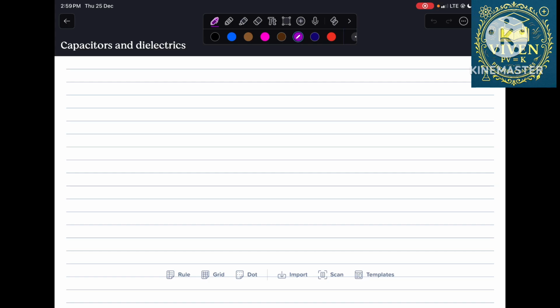So today we are going to learn about an important topic for both JEE as well as NEET, and that is capacitors and dielectrics. Combination of these two will give you at least a minimum of one or two questions in every session of JEE as well as in your NEET examination.